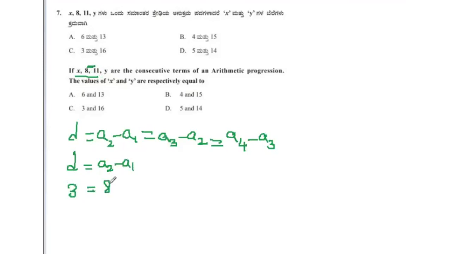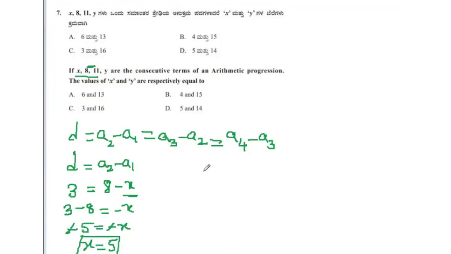So D is equal to A2 minus A1, where A2 is 8 and A1 is x. I want the value of x here. Sending plus 8 to the other side becomes minus 8. So 3 minus 8 is minus 5, which is nothing but minus x. Negative, negative cancel. Therefore the value of x is 5.